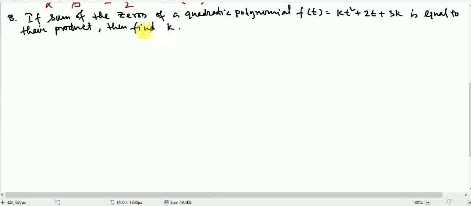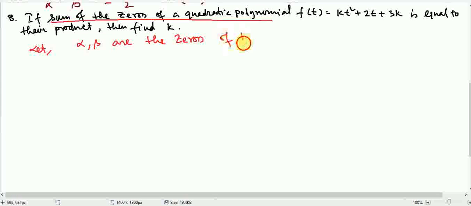This type of calculation is normally very common. Here what is written is the sum of the zeros of the quadratic polynomial. Let alpha and beta be the zeros of function of t. Then what is the value of alpha plus beta? Alpha plus beta is minus of coefficient of t, that means 2, by coefficient of t square, that means k, equal to minus 2 by k.